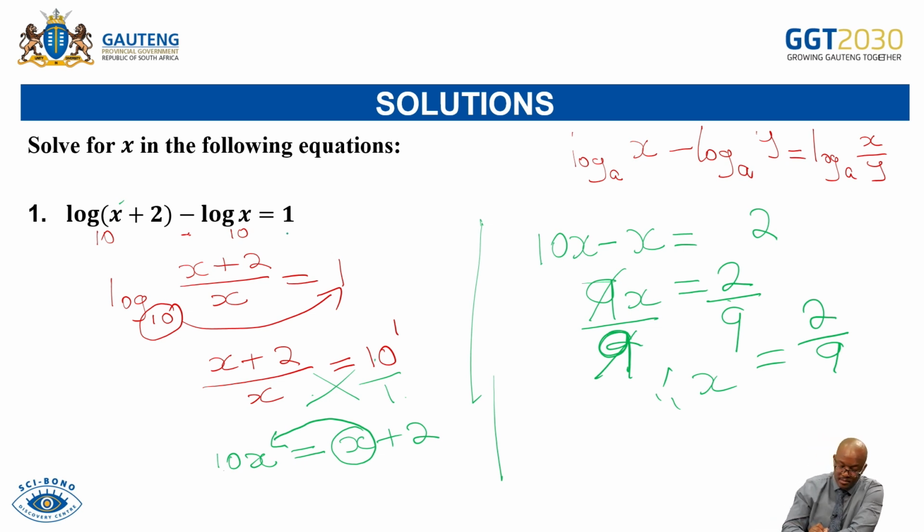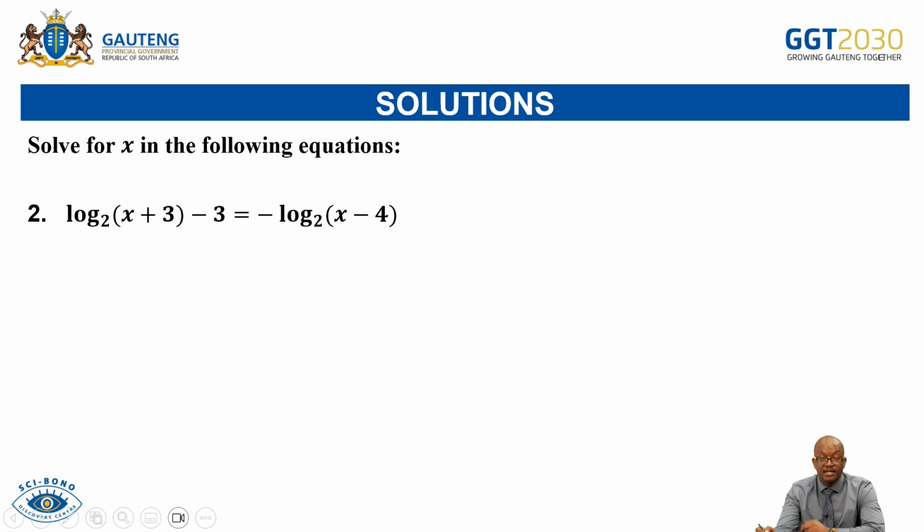The answer is going to be 1 when you take 2 over 9 where there is x. If you substitute 2 over 9 where there is x, the answer is going to be 1. So now, in this case, you can see that we have an equation where log base 2 of x plus 3 minus 3 is equal to minus log base 2 of x minus 4.